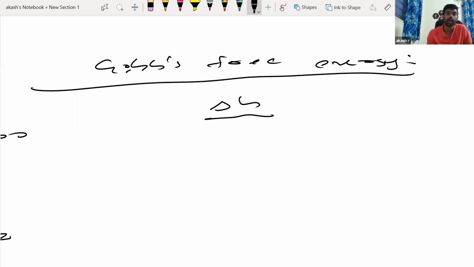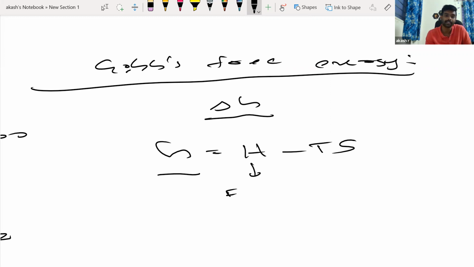Now, what is the mathematical definition that scientists gave? G, that is Gibbs free energy, is equal to H minus TS. This G is the Gibbs free energy, H is your absolute enthalpy, but again, that makes no sense by itself. T is the temperature in Kelvin.